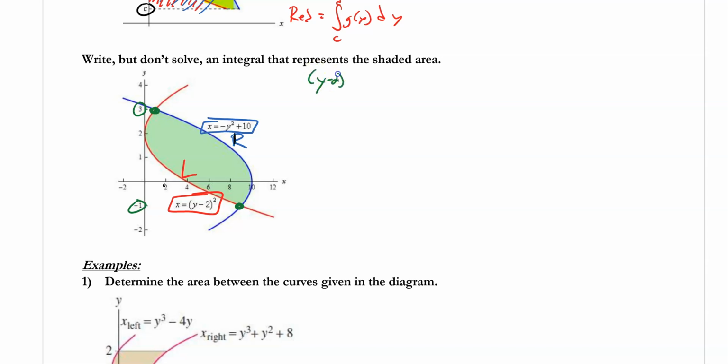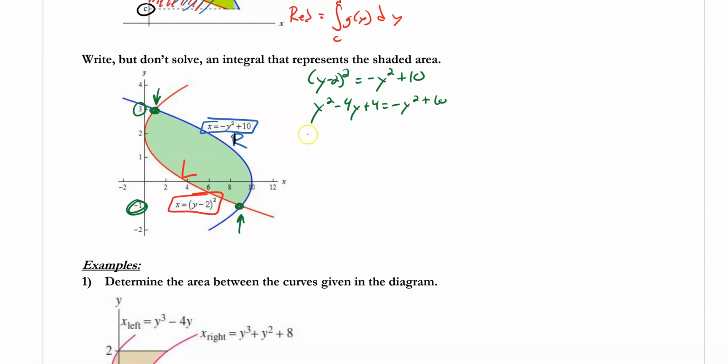So I would do y minus 2 squared equals negative y squared plus 10. I would find the intersections just to make sure, and I want to find the y values because we're going to do this with respect to y. I don't want these x values. I don't care what x value corresponds to this point or to that point. All I want are the y values. So let's just double check this. This is y squared minus 4y plus 4 equals negative y squared plus 10.